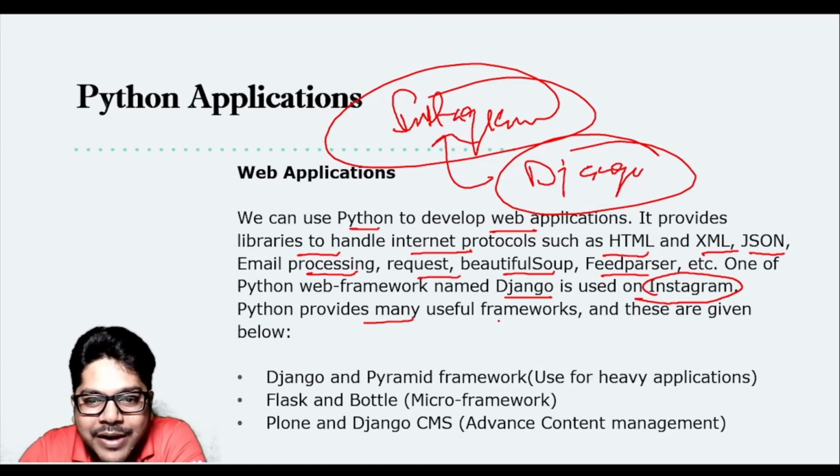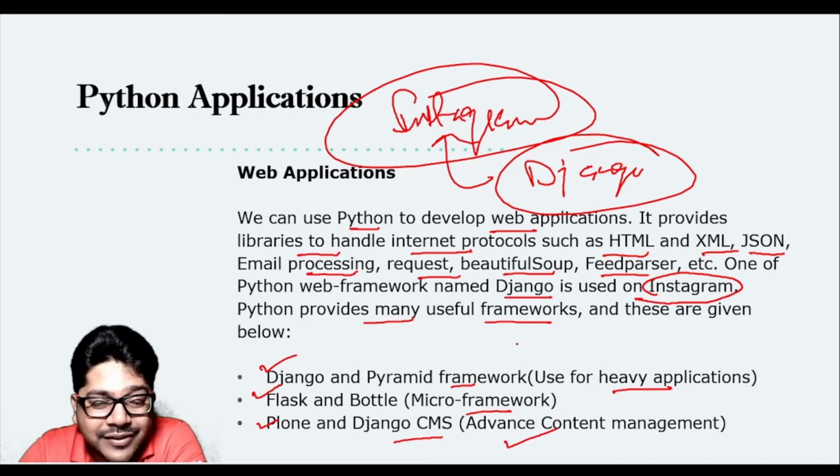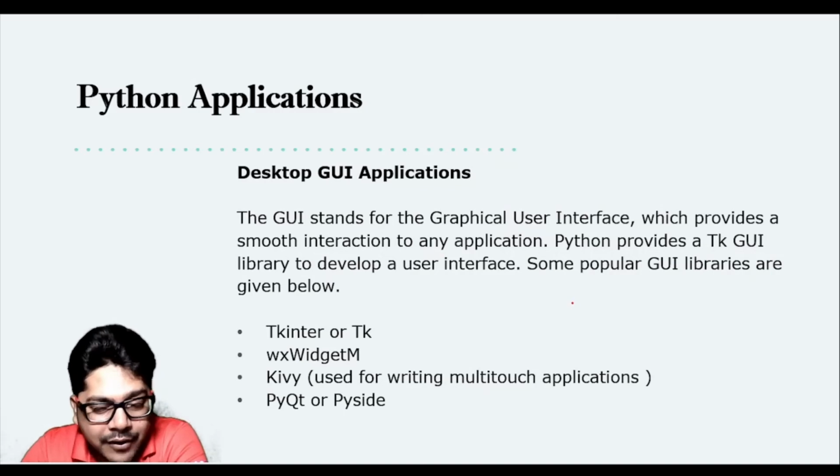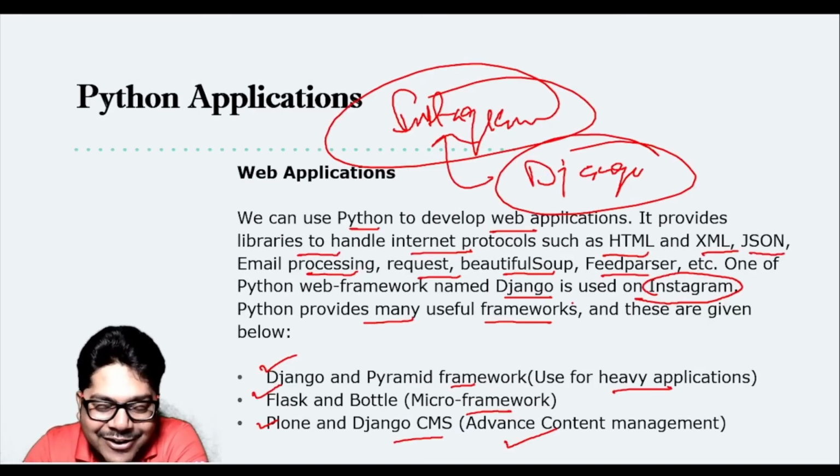Okay, so Python provides many useful frameworks, and these are given below. Django and Pyramid framework are used for heavy applications. We have Flask and Bottle for micro framework, and Plone and Django CMS for advanced content management. So there are a lot of frameworks available which make your task a bit easier. Okay, of course you have to do coding, but not to that extent.